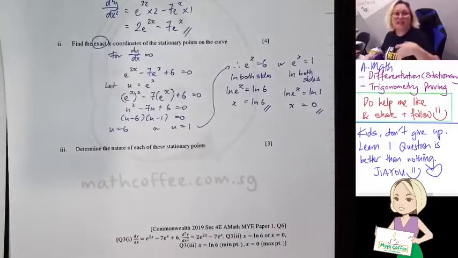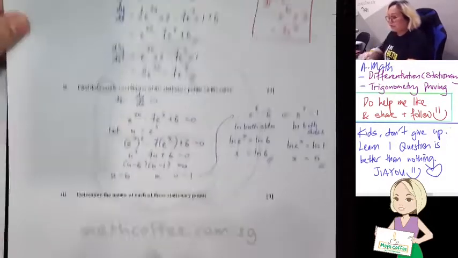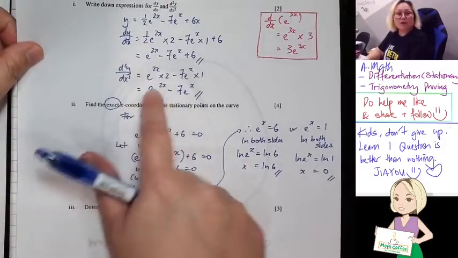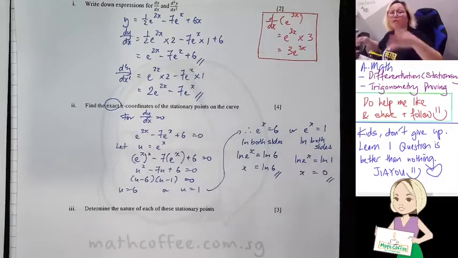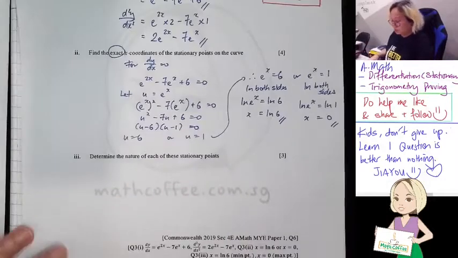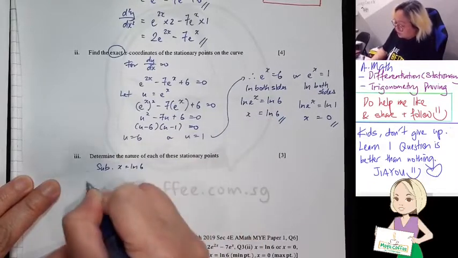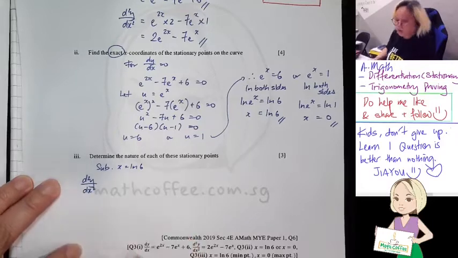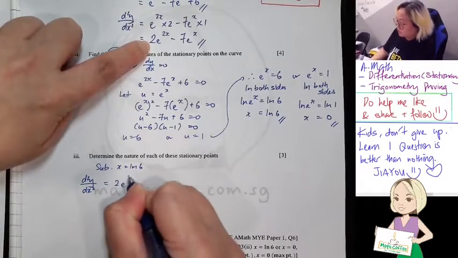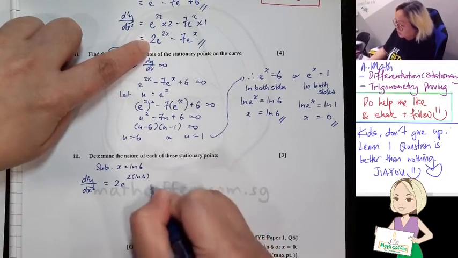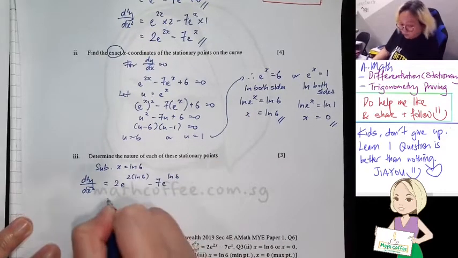Again, they like to ask, what is the nature of this stationary point? Since we already have our d square y dx square over here, we can simply use this, sub in these two x values, and find out whether they are positive or negative. So first, I'm going to sub in x equals to ln 6. My d square y dx square, because previously we already did it here, we just need to sub in the value. So it's 2e^(2 ln 6) minus 7e^(ln 6). When you press a calculator for this one, you get 72.